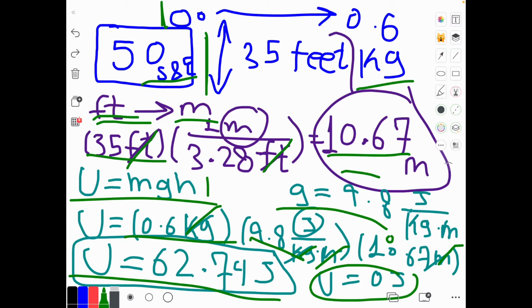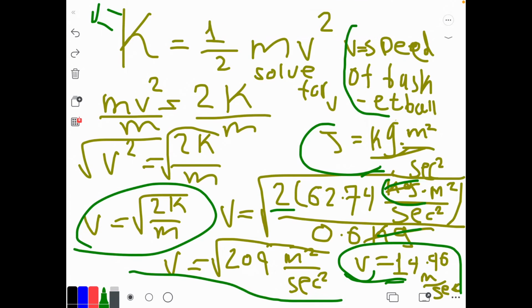So now we're going to find out the kinetic energy based on what the question tells us. For this part, potential energy equals kinetic energy. In order to find the speed, V is the speed of the basketball. Joules, if you break it down as a unit, is kilogram times meter squared over second squared. To solve for V, we go to the algebra, isolate V squared first, and take the square root, to get V equals the square root of 2K over mass.